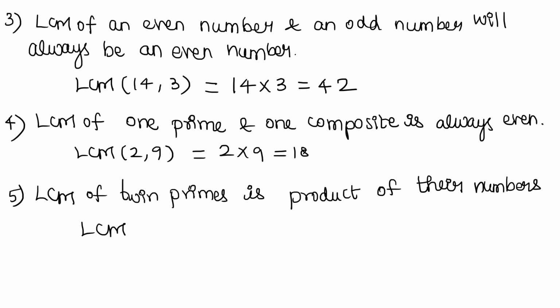If I'm taking the twin primes, 3 and 5 are twin primes. If I'm going to find out the LCM of them, the answer is 3 into 5, which is 15. Hope you understood about the LCM of two twin prime numbers. It means that we are finding the product of their numbers. Now let's check the next property.